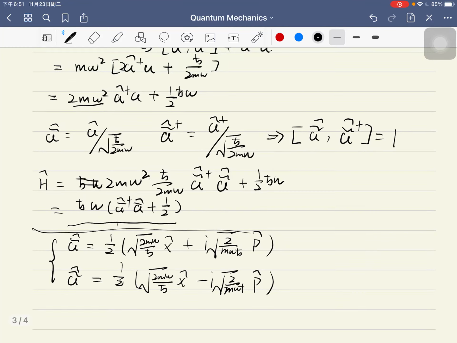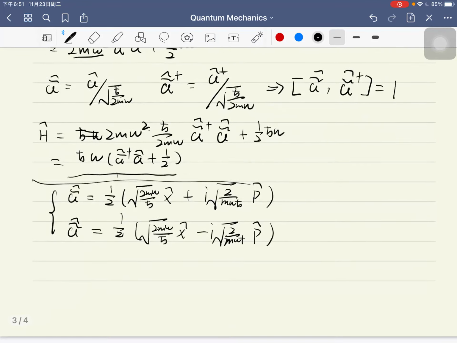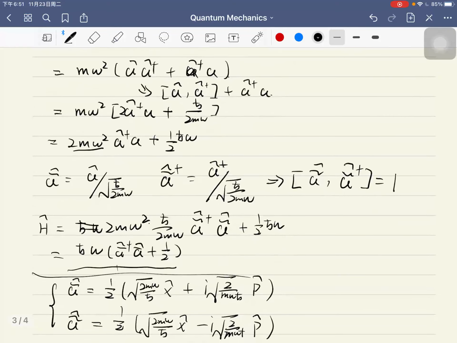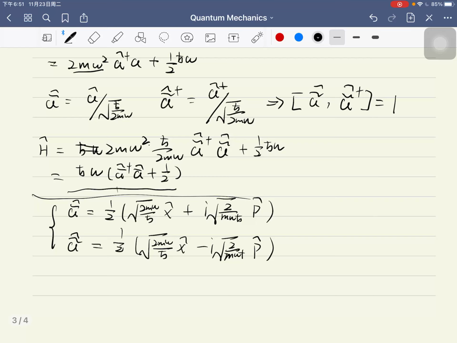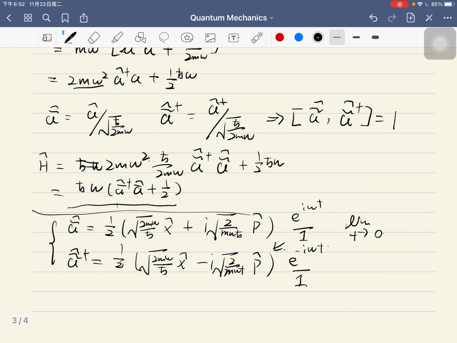Alright, before we start, let's do some little corrections. Here, in the inverse relations, there should be an e^{iωt} and an e^{-iωt}. We take the limit t goes to 0, so this equals 1, and we can get a relation. This is a very good question.